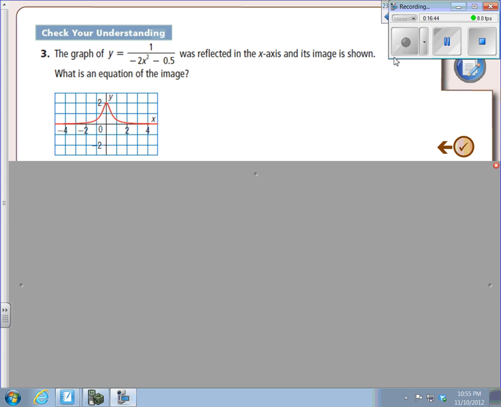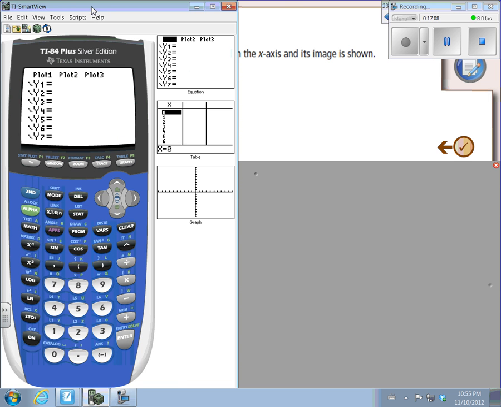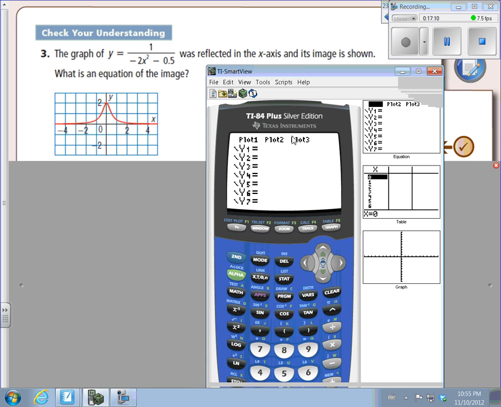All right, welcome back. Check for understanding number 3. This question gave us a graph of y equals 1 over negative 2x squared minus a half. And they told us that this graph was reflected in the x-axis, and its image is shown right here in red with the original graph. Okay, so it'd be interesting. Let's graph this on a calculator to see what exactly that function looks like.